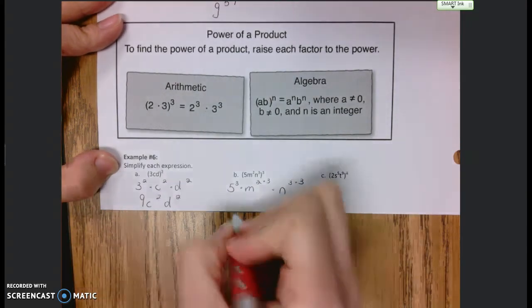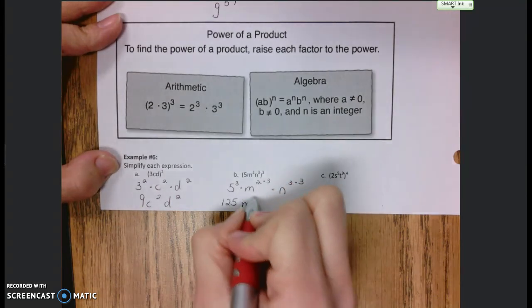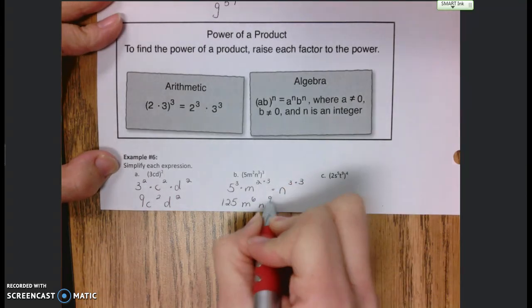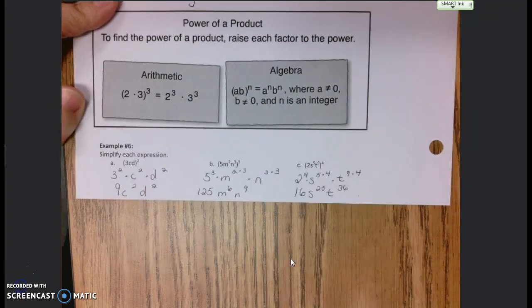So 5 to the third will give me 125. This will give me m to the 6th and n to the 9th. Go ahead and give C a try. Okay, and that's what I got for my final answer.